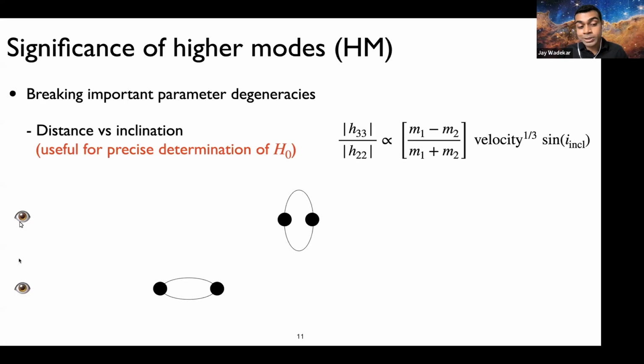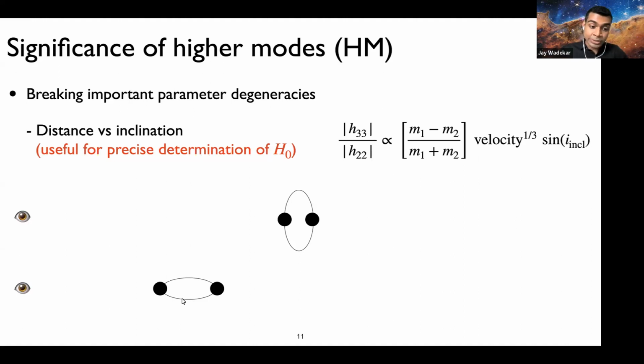One I've shown visually like this. If you have a binary, you can observe it to a farther distance in the face-on mode. But the binary waveform would look the same if it is edge-on at a closer distance. So if you see some waveform in your data, you cannot say whether it was this configuration or this configuration, just to give you an idea. So this is the famous degeneracy between distance of the binary and inclination.